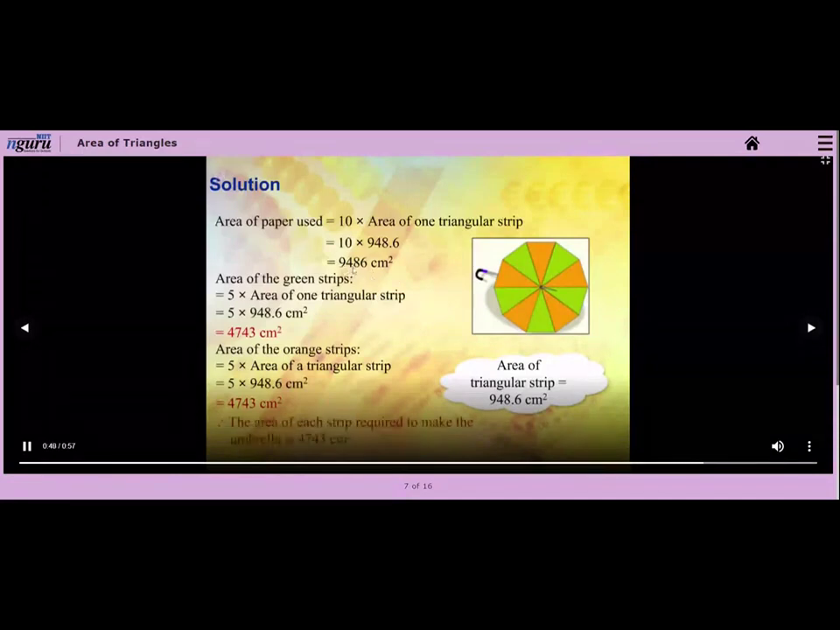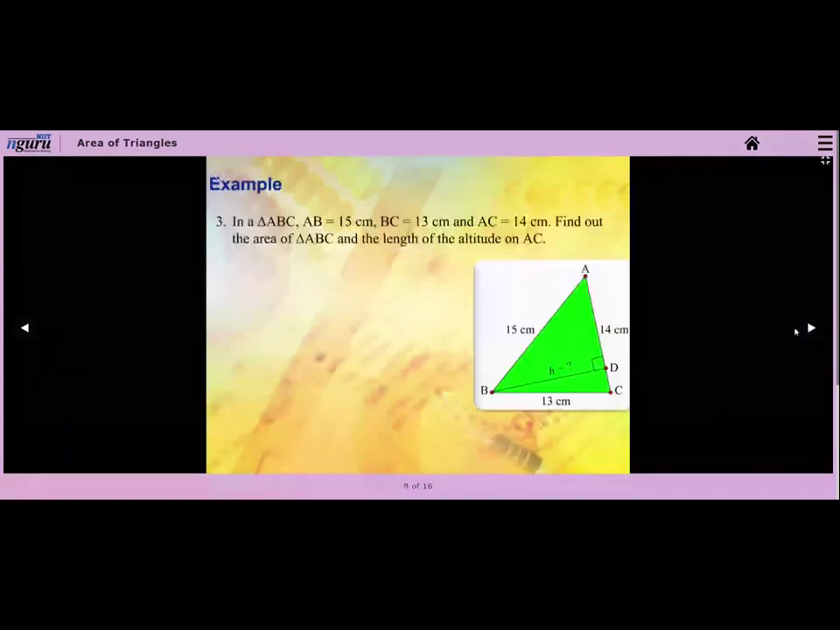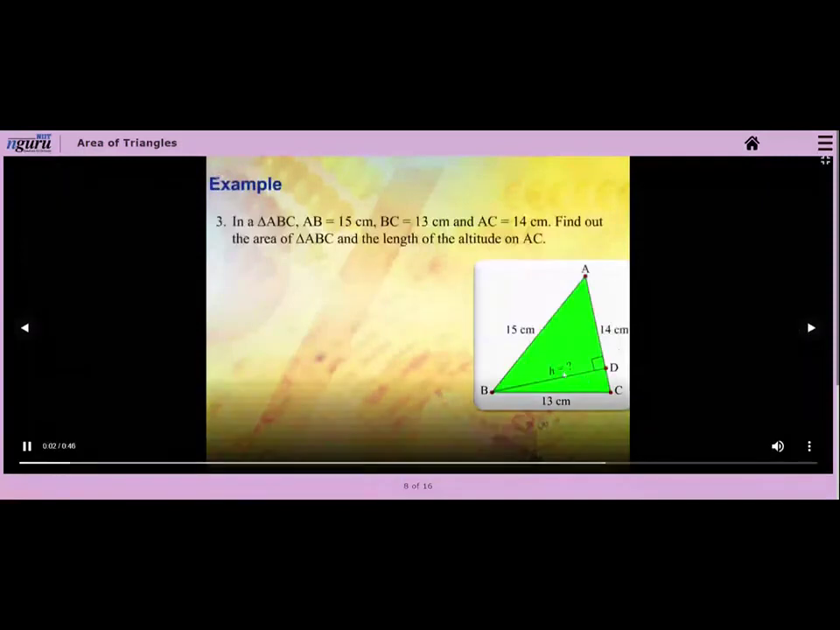Therefore, the area of each strip required to make the umbrella is 4,743 square centimeters. In a triangle ABC, AB is equal to 15 centimeters, BC is equal to 13 centimeters, and AC is equal to 14 centimeters. Find out the area of triangle ABC and the length of the altitude on AC.